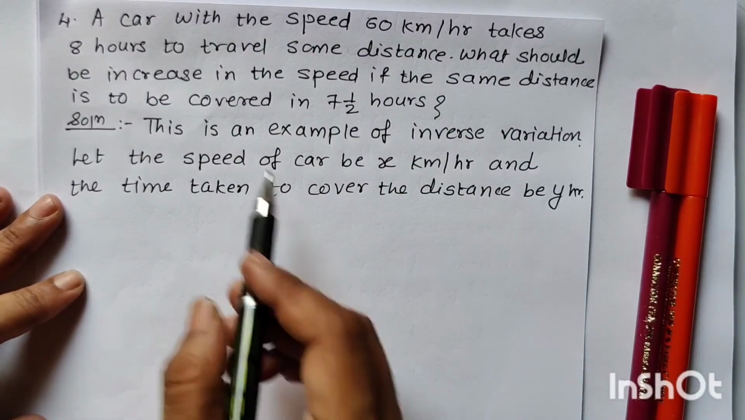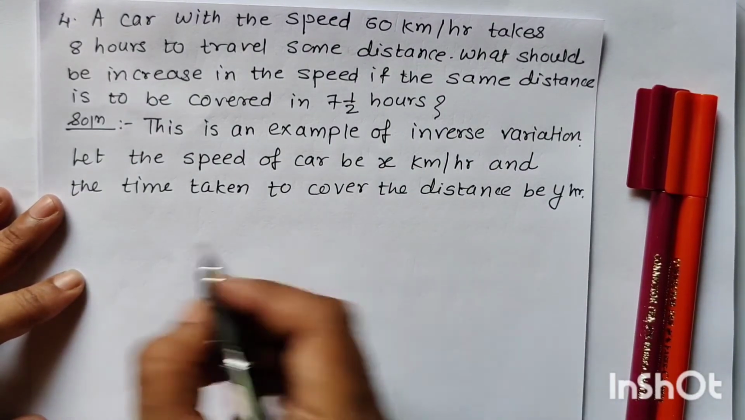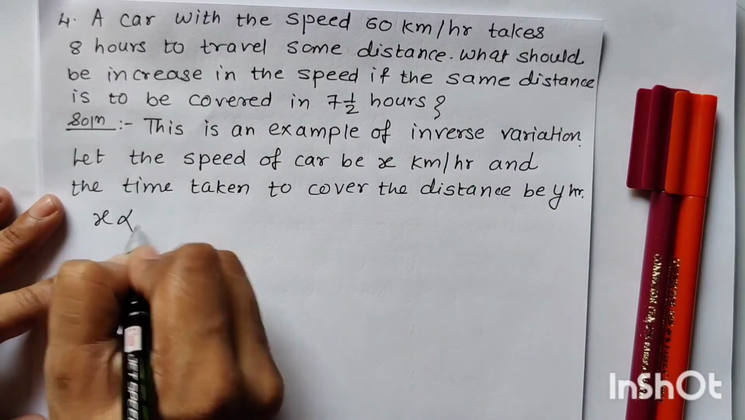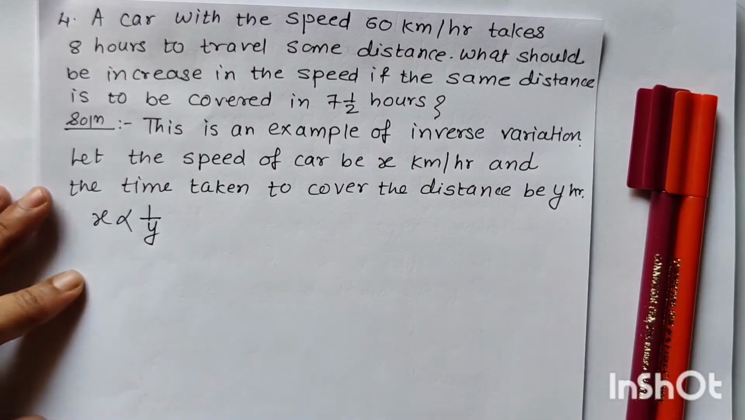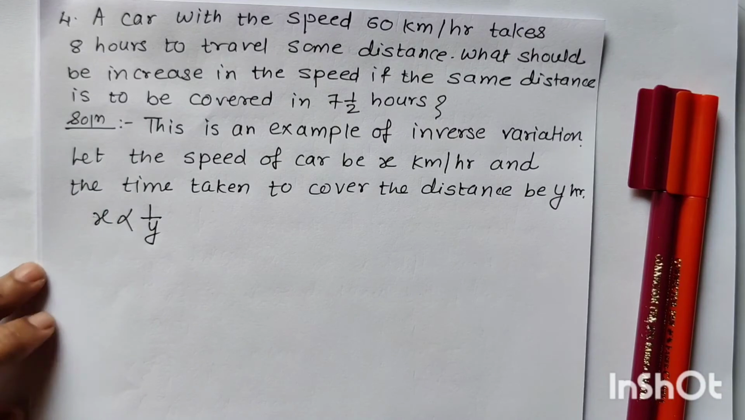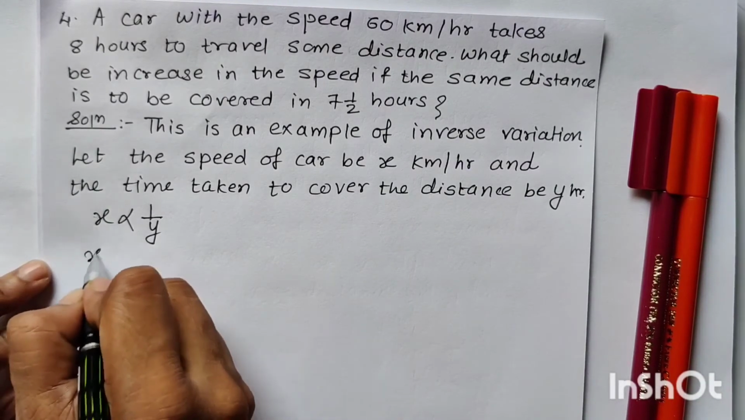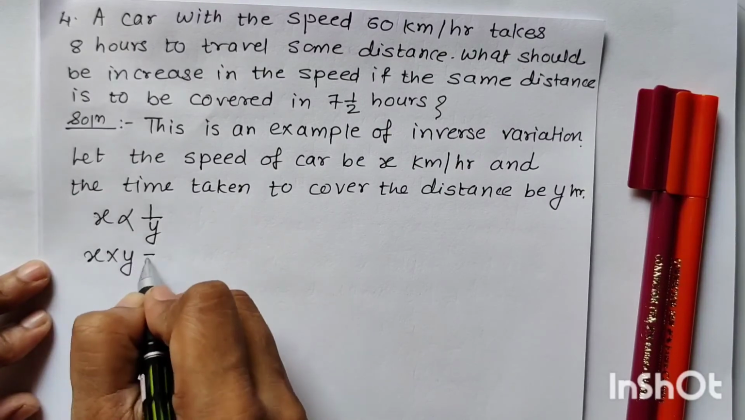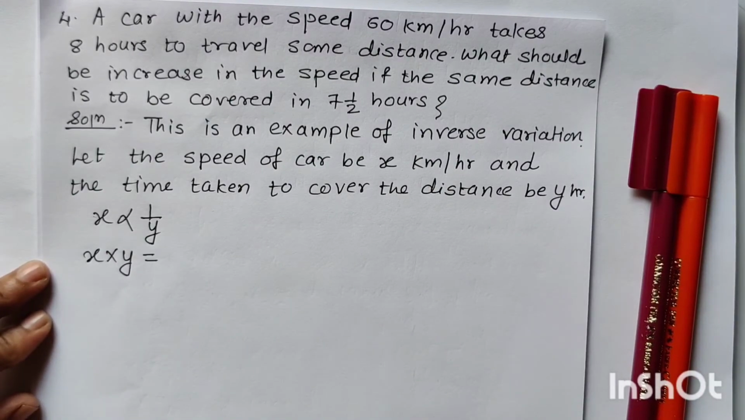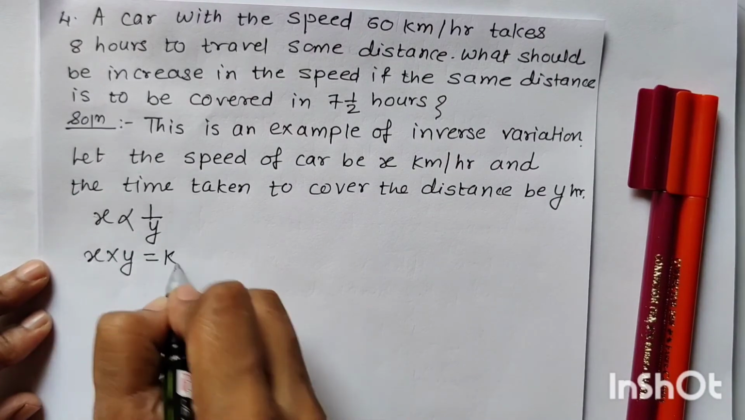Okay, so there is an inverse variation, so write it in the symbol form. x inversely varies to y, x varies as 1 upon y. This is the symbol form. After writing symbol form, what do we do? We write it in the equation form. Equation form of inverse variation is x multiplied by y is equal to k, constant.